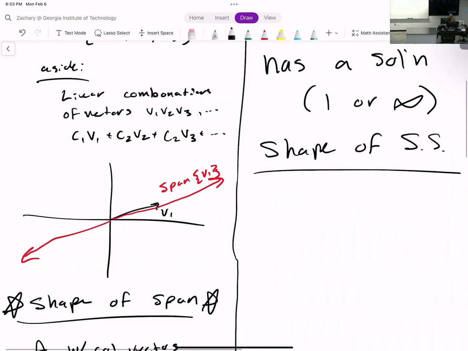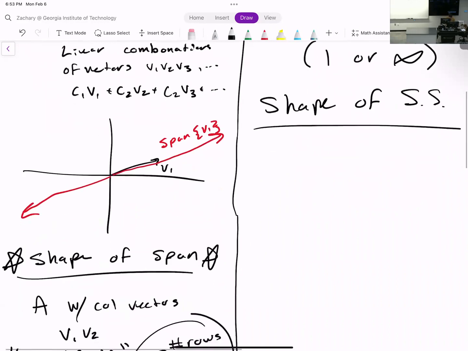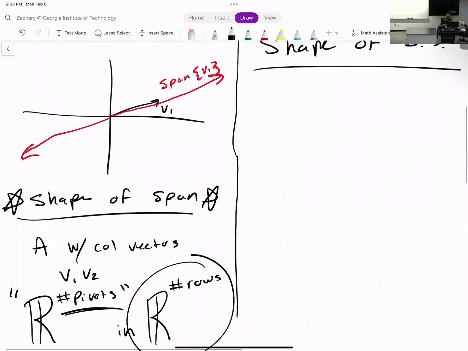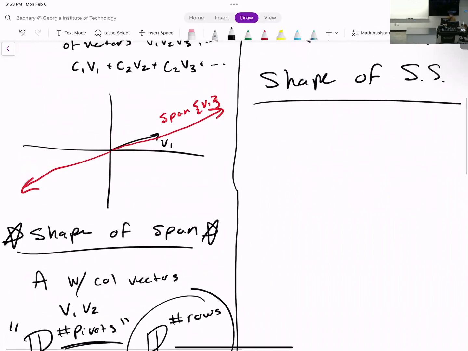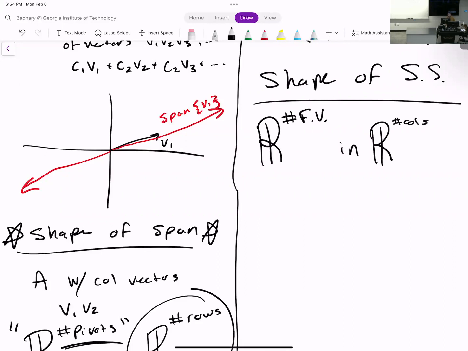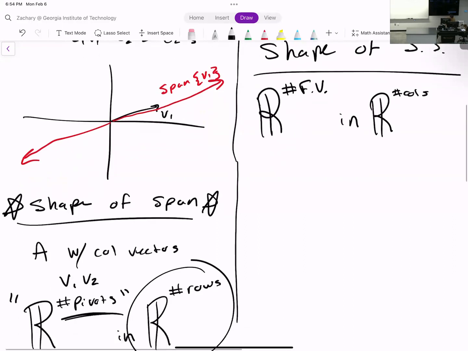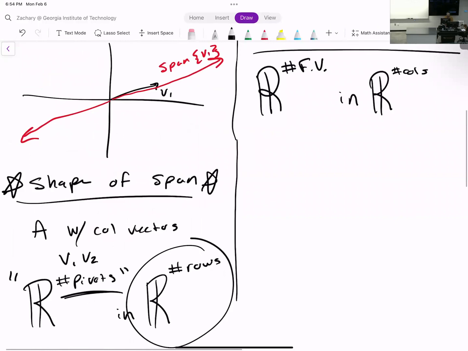Okay. You can also assume this will be on your exam to some degree, right? So since the shape of the span is R to the number of pivots in R to the number of rows, what do you think the shape of solution set is? R to the number of free variables in R to the number of columns? Thank you. Much appreciated. So yeah, these are the 2 opposite ends of that. So that's what you were saying with 2 free variables, it creates a plane. That's what this is, okay?